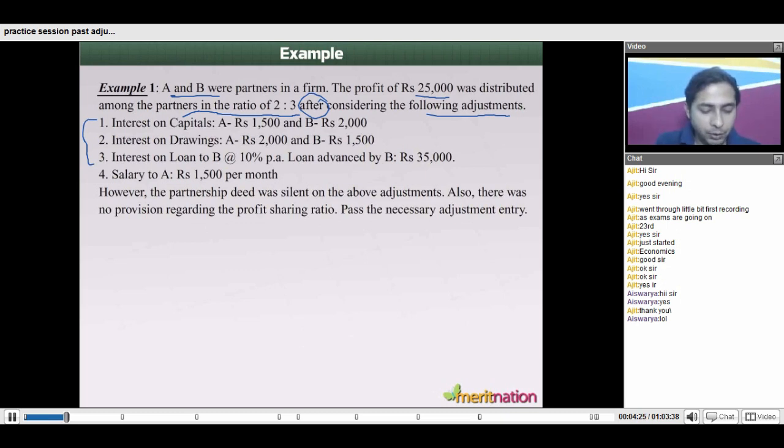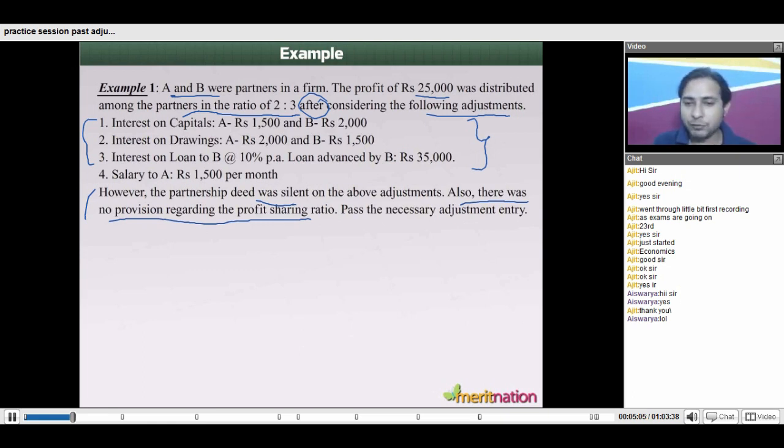Okay, fine. Now, what I'm doing is just going through the question, and once the question is done, we will be in a position to understand what is to be done. The last part of this question is, however, the partnership deed was silent. Now here comes the problem. Since the partnership deed was silent, however, the accountant was so careless that he has provided all such adjustments without even seeing whether the partnership deed was silent or not. Don't worry, we are here and we are going to solve the problem for the accountant. Now, also there was no provision regarding the profit sharing ratio.